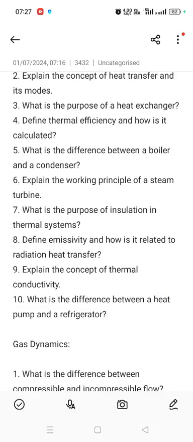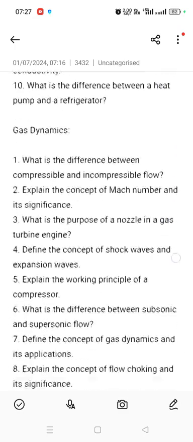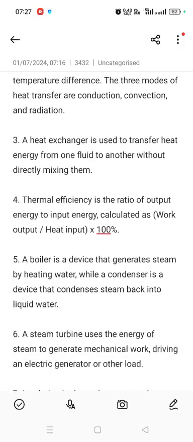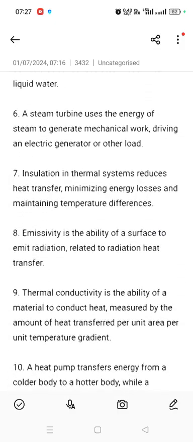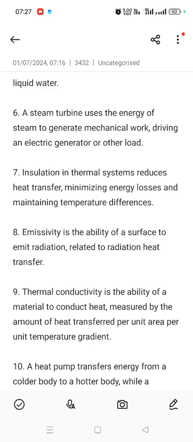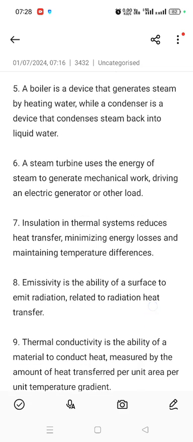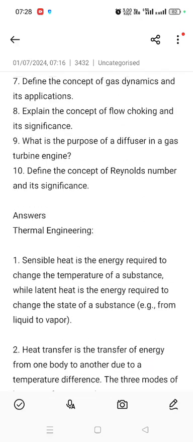Define emissivity and how it is related to radiation heat transfer. Now let us see its answer. Emissivity is the ability of a surface to emit radiation, related to radiation heat transfer. Now next question.